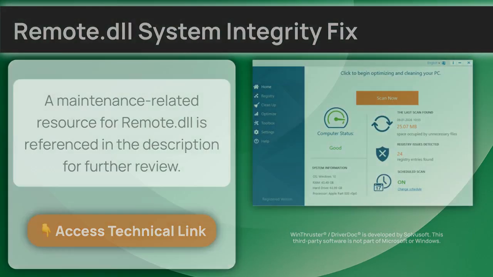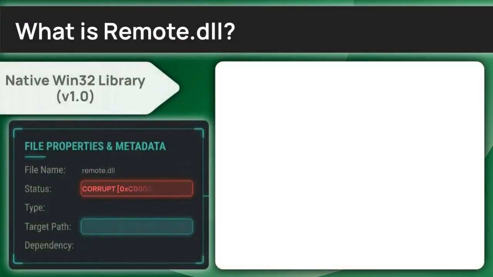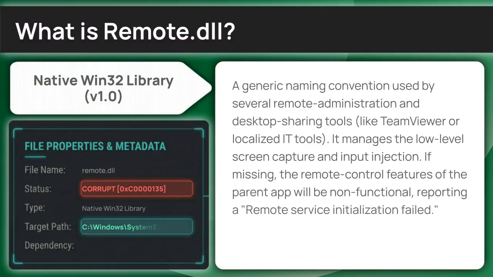This is the Remote Library, a generic naming convention used by several remote administration and desktop sharing tools, like TeamViewer or Localized IT tools. It manages the low-level screen capture and input injection. If missing, the remote control features of the parent app will be non-functional, reporting a remote service initialization failed.